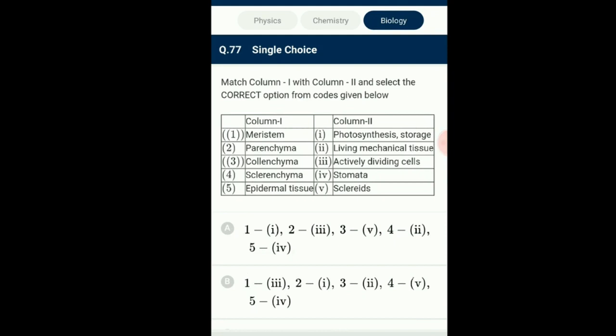Question number 77. Match column 1 with column 2. Select the correct option from the choices given below.